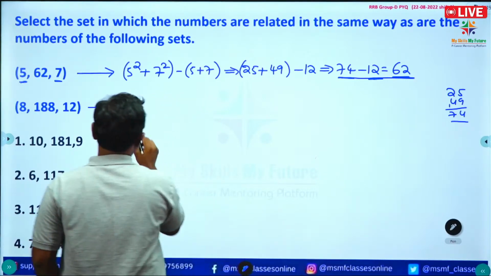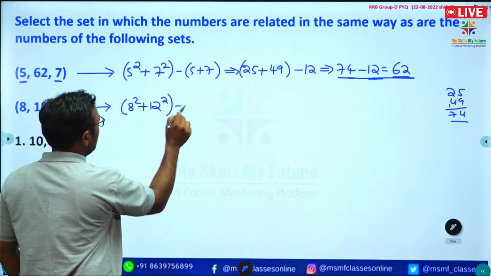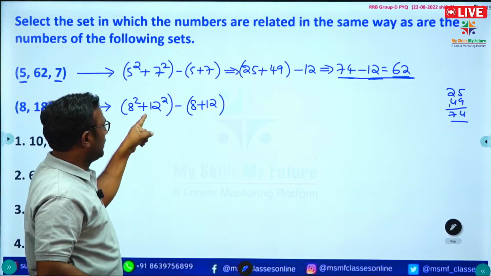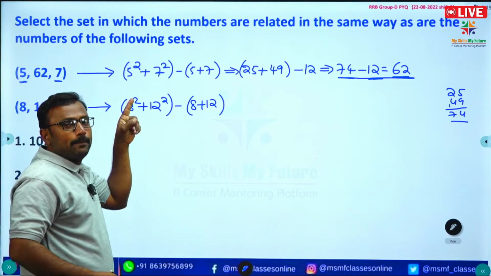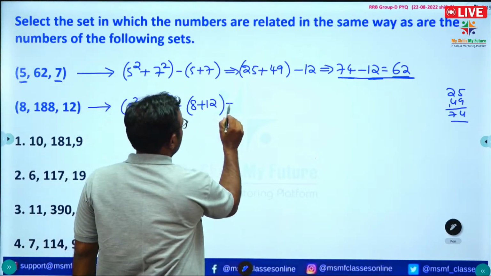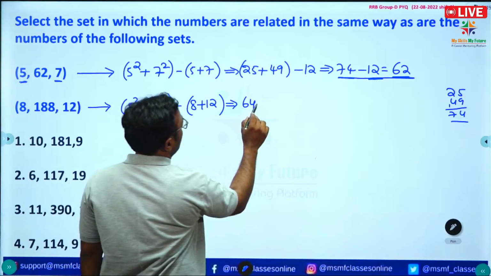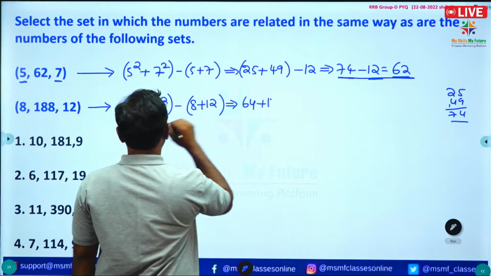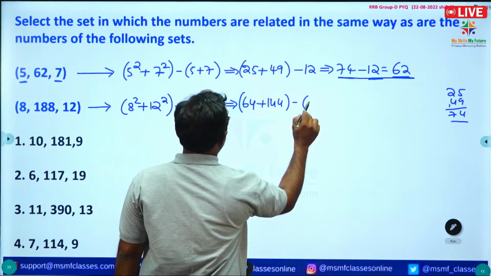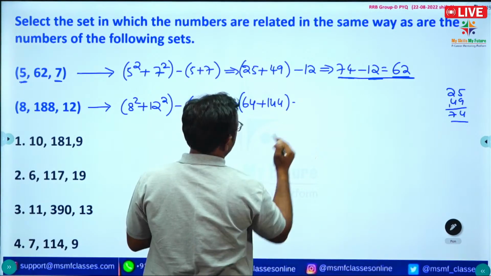So 8 square plus 12 square minus 8 plus 12. So first number square plus third number square minus first number plus third number. So see here, 8 square 64, 12 square 144. Okay. Minus 8 plus 12, we get 20.